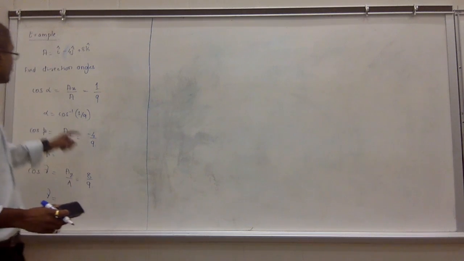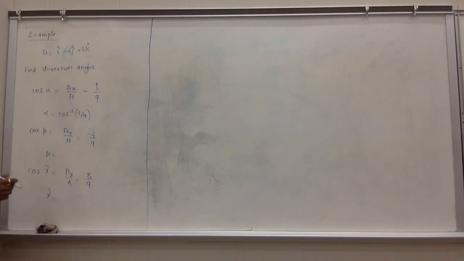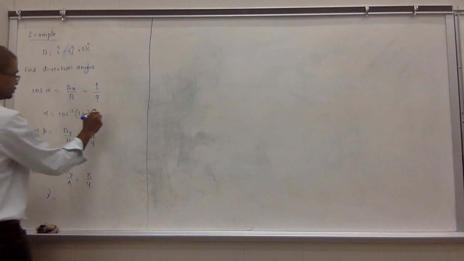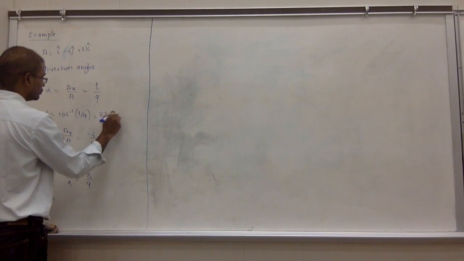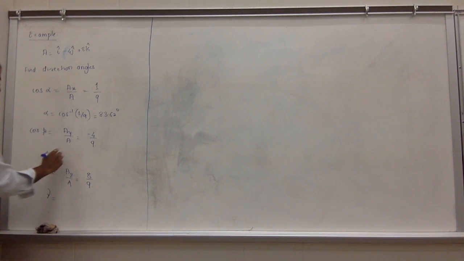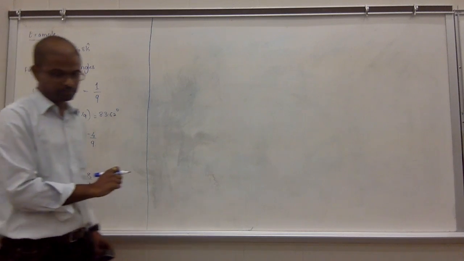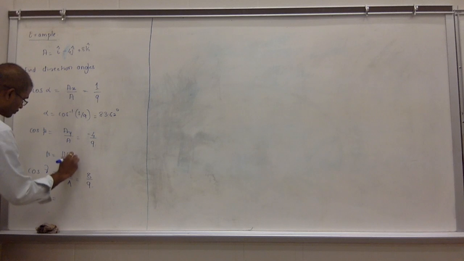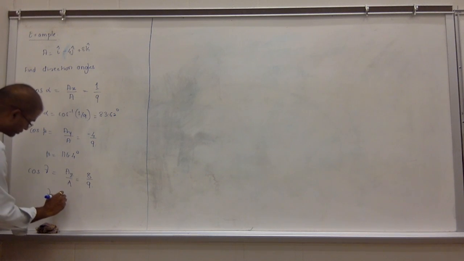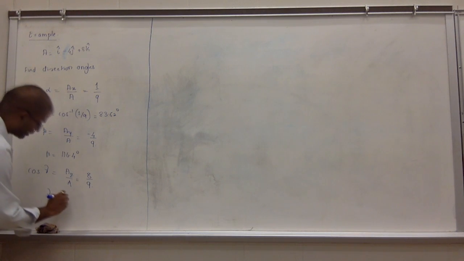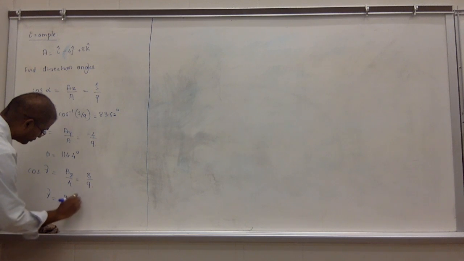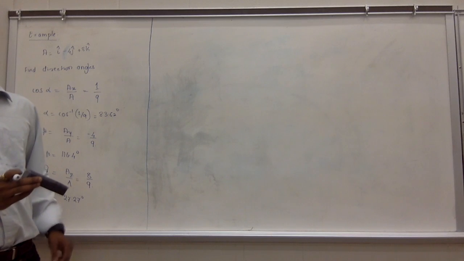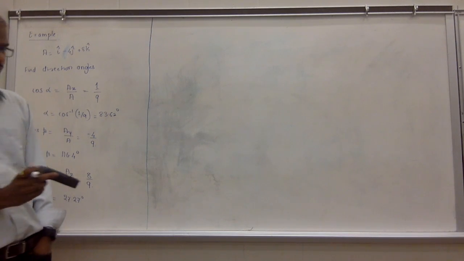What is alpha? 83.62. What about beta? What about gamma? 127. So this is how you calculate direction cosines. Is it simple? Everybody follows this? Okay.